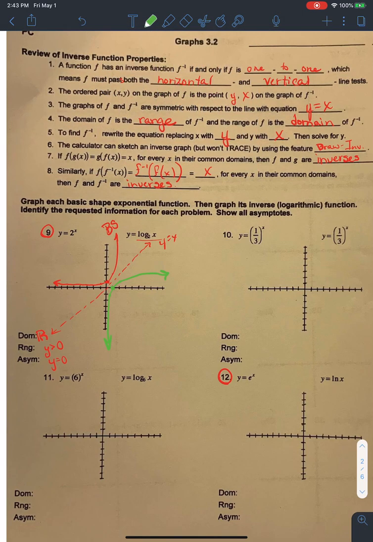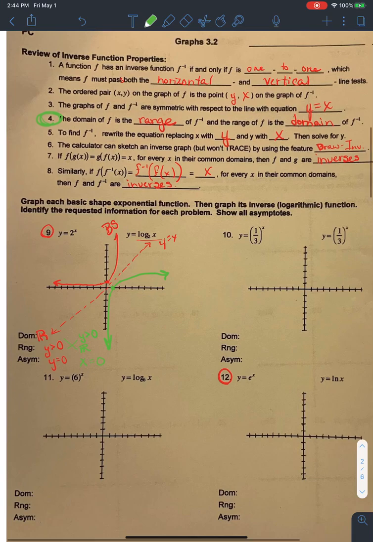Now, if I'm looking at my new guy, remember your domain and range trade places, just like we talked about up here in number 4. So my domain for this guy should be x is greater than 0. My range would be all real numbers. See how they traded places here, crisscrossed? And then I should have x is equal to 0 because we're not allowed to cross that line at x equals 0.